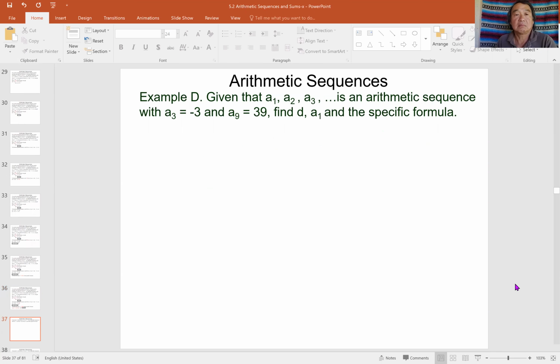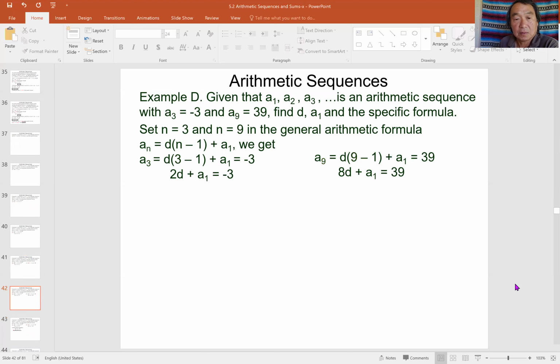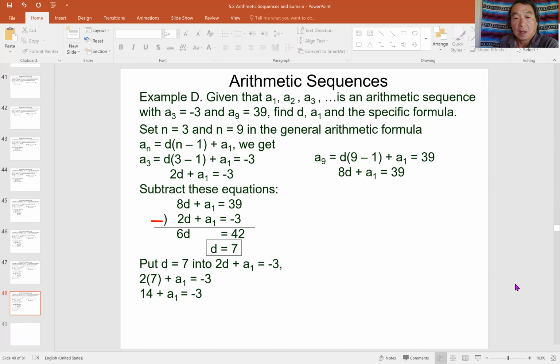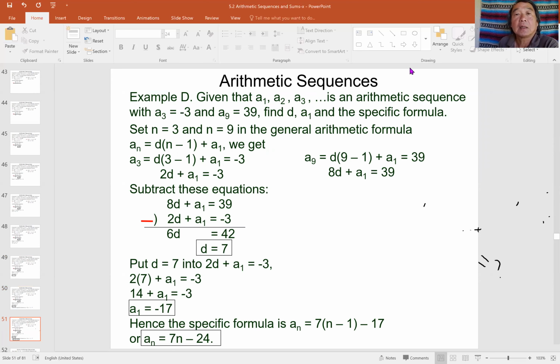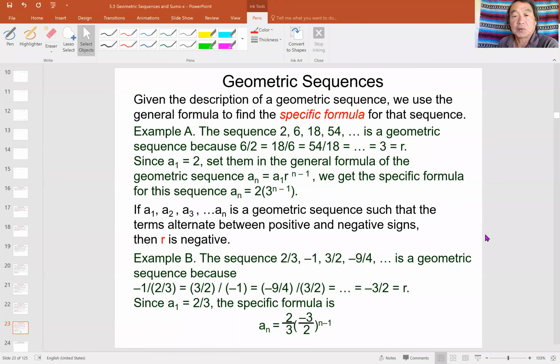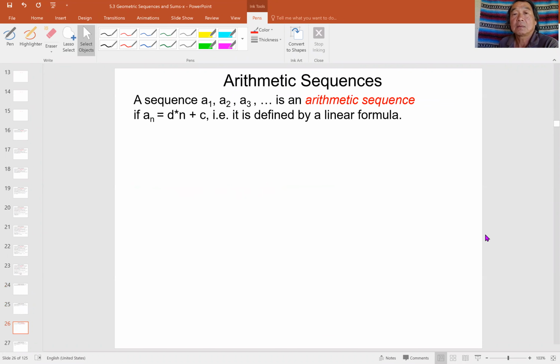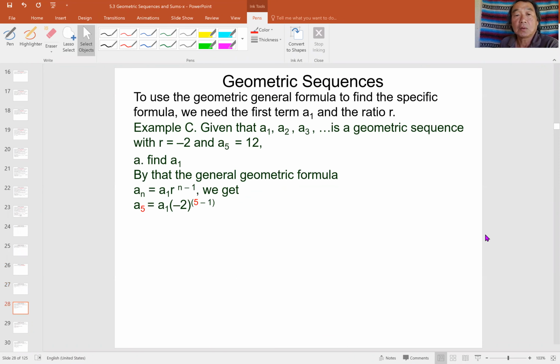Okay, then here's an example where even the D is not given, so you have to recover both A1 and D. And this is the calculation you go through to recover the A1 and D for arithmetic. And similarly, there are similar types of problems in geometrics, just to show you the difference between the algebra.